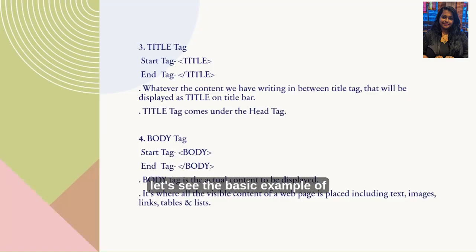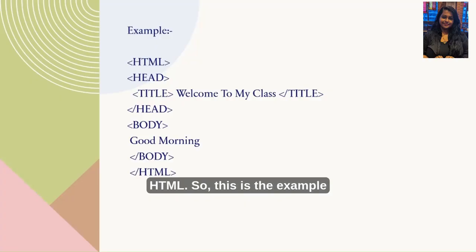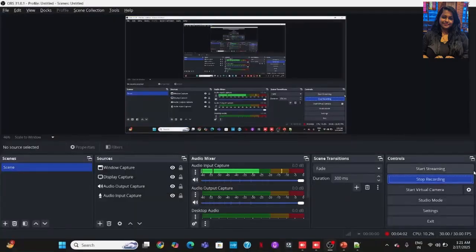So let's see the basic example of HTML. This is the example of HTML code. It will create a web page on the web browser. I will show this on Notepad++. I'm using Notepad++ as the text editor.